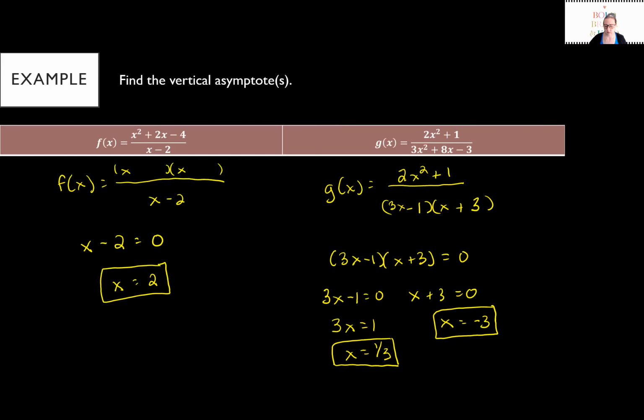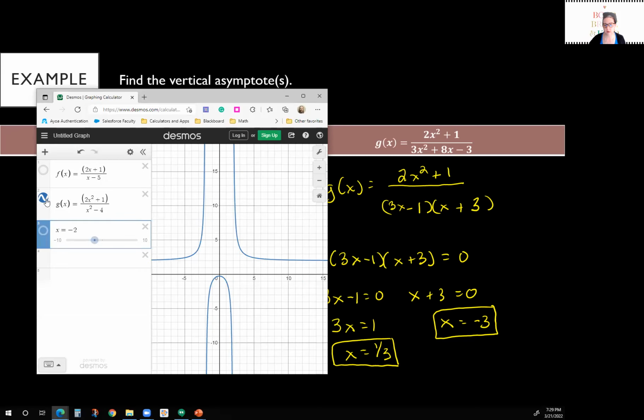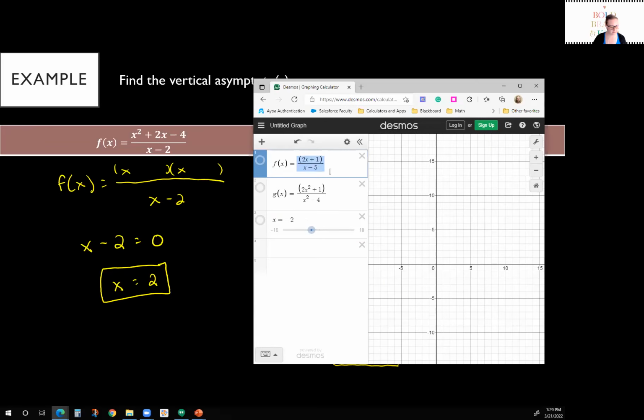So let's take a look at these and graph them. It's a good way to check your answer. So for f of x, I've got (x squared plus 2x minus 4) divided by (x minus 2).